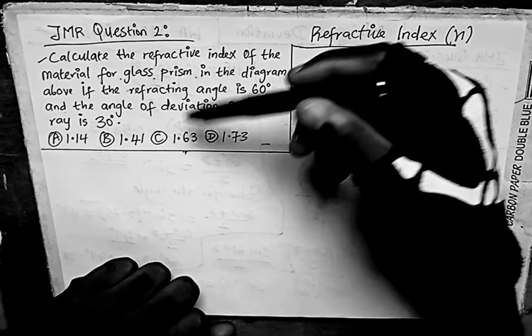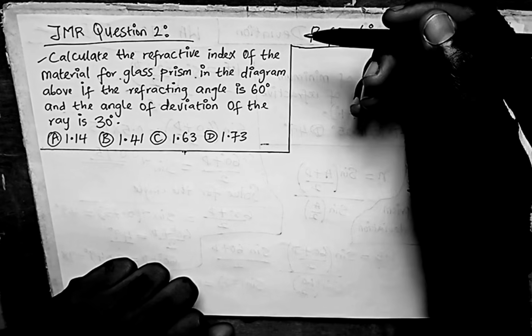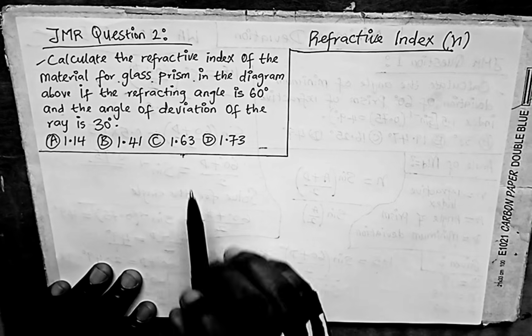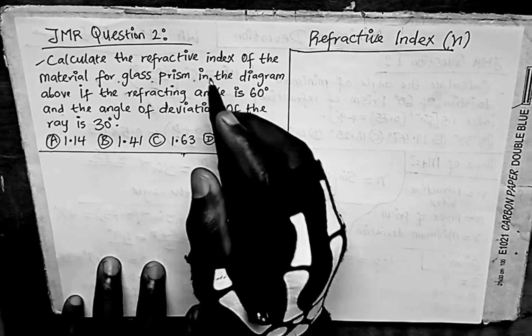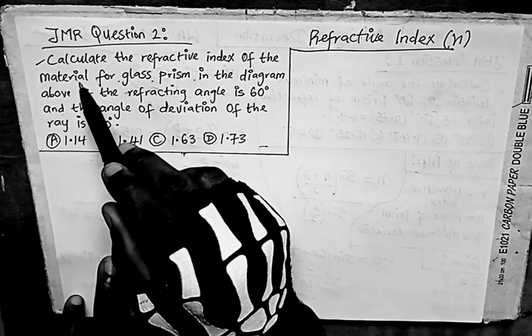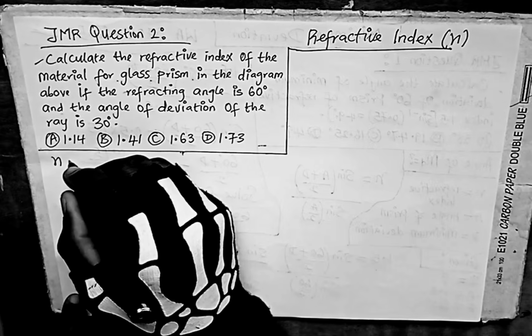Looking at the options we have here, all options are represented in decimal, no units. So first of all, what are we going to do? Since it is a question under refractive index, let us quickly write out our standard refractive index formula. We are to find the refractive index of the material, so we write: refractive index equals question mark.